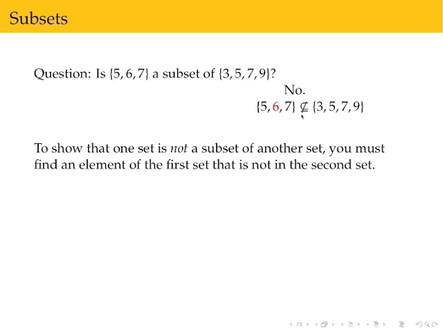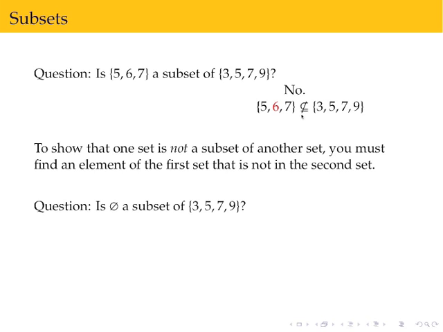And that was necessary. We needed to find one thing in the first set that was not in the second set. There might be more than one thing in the first set that's not in the second set, but one thing is enough for it to fail. And in order to show that a set is not a subset of another set, you do need to be able to find that one thing.